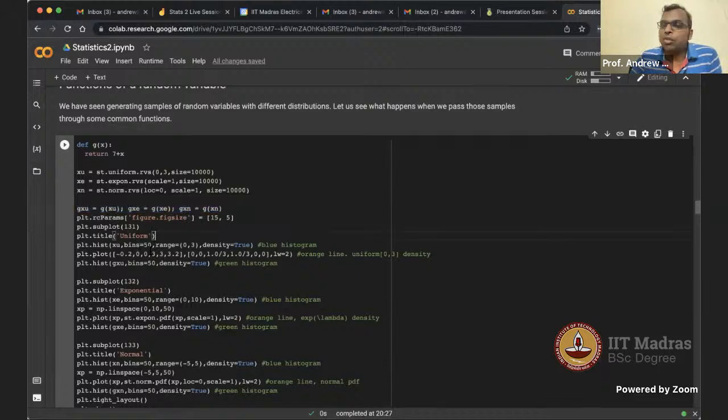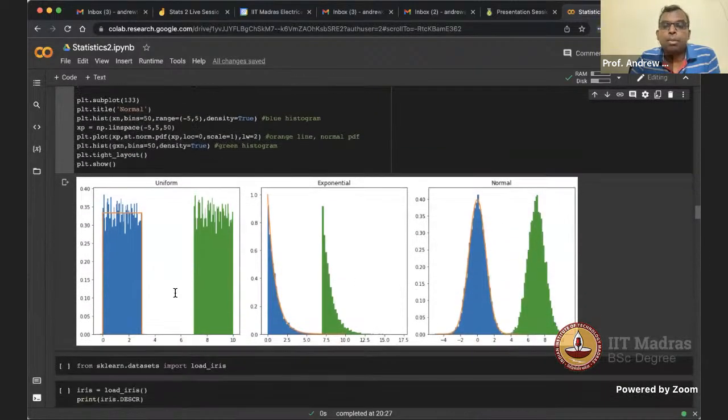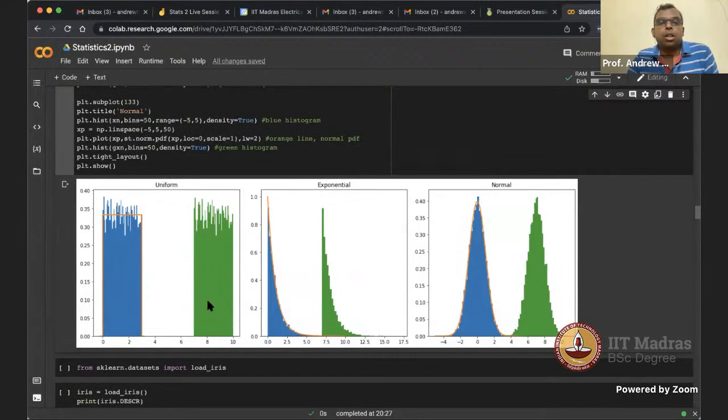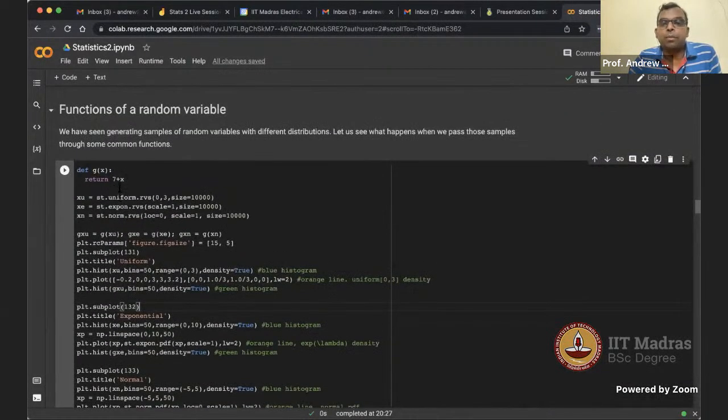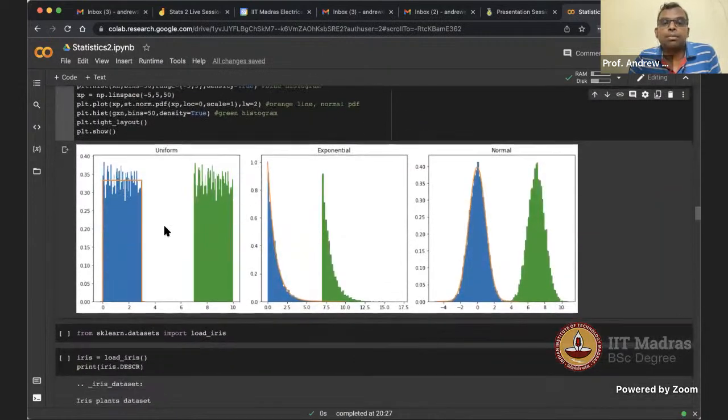Okay, and if you've seen this sheet before, I'm plotting the histogram before the function, histogram of xu, and histogram after the function. Okay, so blue is before, green is after. For all three cases, I've made a little subplot here. You can see the function is just x plus 7, right? So notice what has happened. Can you explain in words what has happened here?